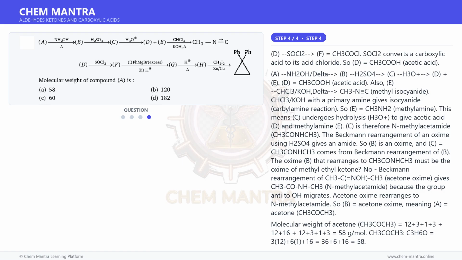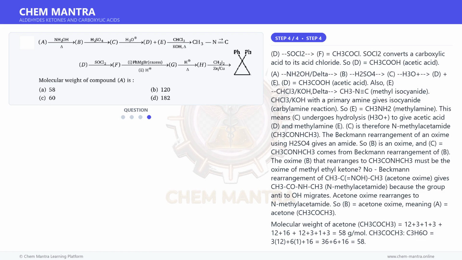Molecular weight of acetone, CH3COCH3, is equal to 12 plus 3 plus 1 plus 3 plus 12 plus 16 plus 12 plus 3 plus 1 plus 3, which is 58 g/mol. CH3COCH3, C3H6O, is equal to 3 times 12, plus 6 times 1, plus 16, which is 36 plus 6 plus 16, equal to 58.